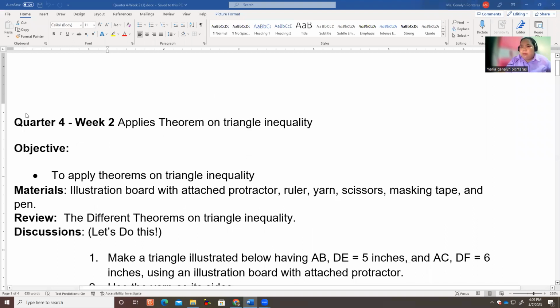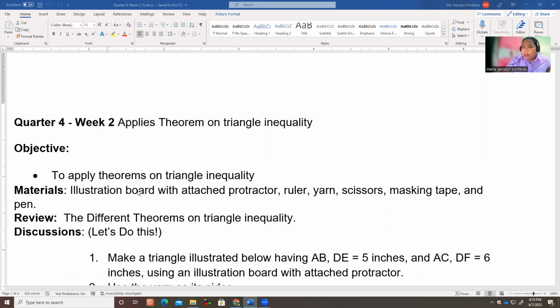Good day, my viewers. We are now in quarter four with this theorem on triangle inequality. So our goal for today is to apply theorems on triangle inequality. Since we need to apply the theorems on triangle inequality, what I prepared is performance tasks for the students.